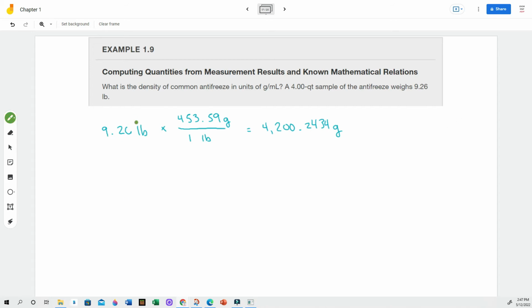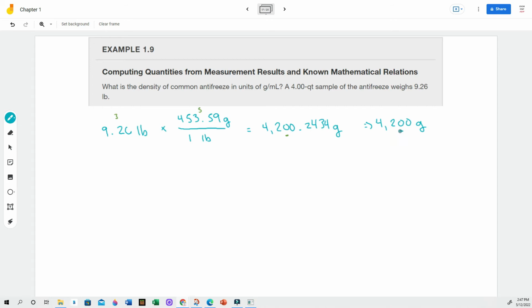My 9.26 has 3 sig figs. Again, this one is exact, and I have 5 sig figs in my conversion factor, so I'm going to round to 3 sig figs, which means I am going to round to the tens place right here. So this is going to round to 4,200 grams.